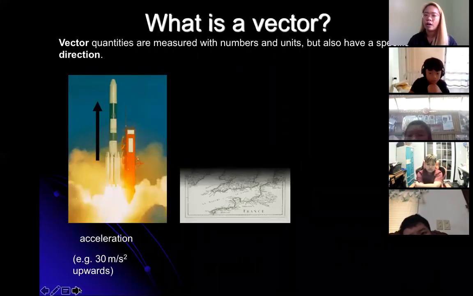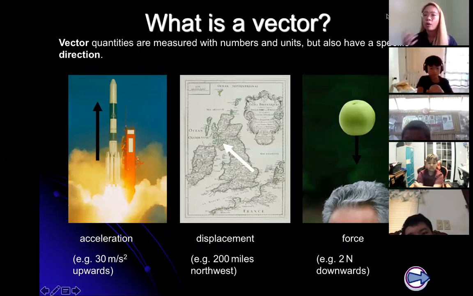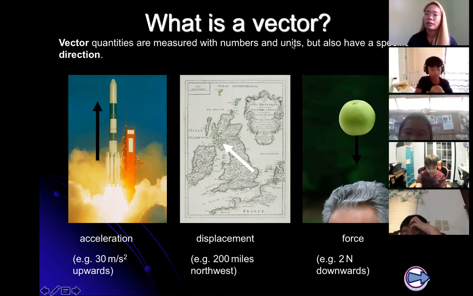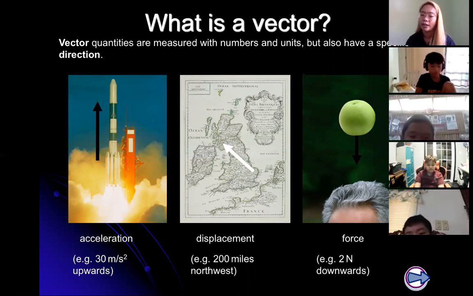And this is what we call a vector quantity. So if our scalar quantity focuses only on the number and the unit, vector quantities are measured with numbers and units also. But for vector quantity, we also need to have what we call direction. So for scalar quantities, it's only the number and the unit. But for the vector quantities, we are going to use number, unit, and of course, the direction.